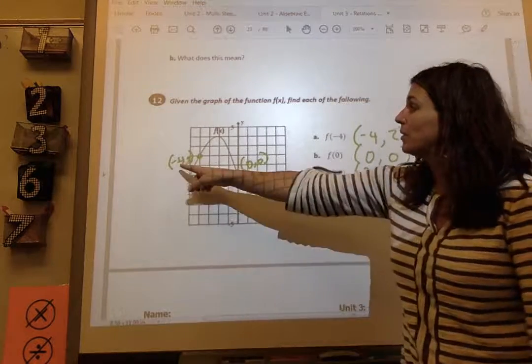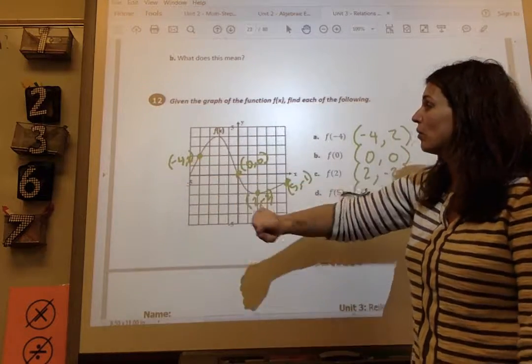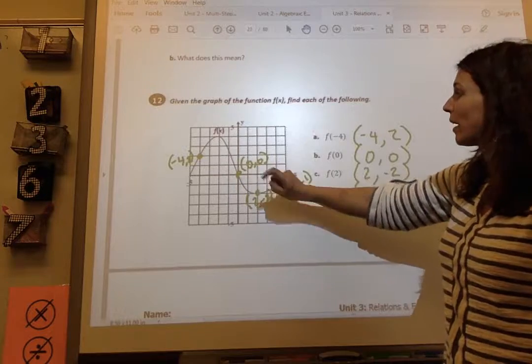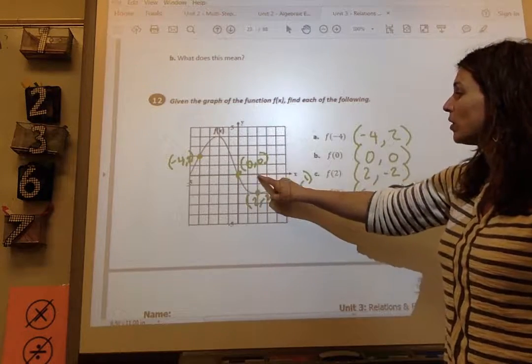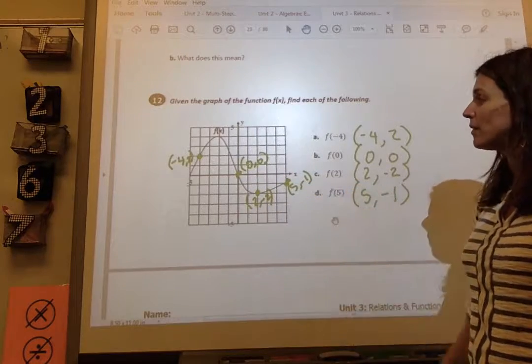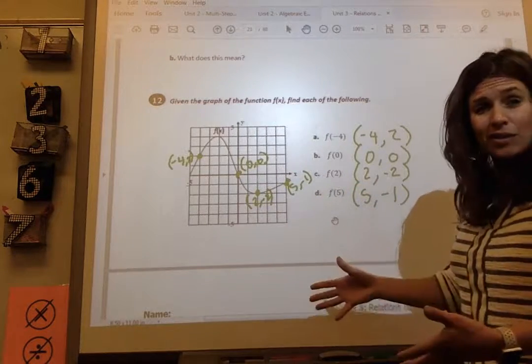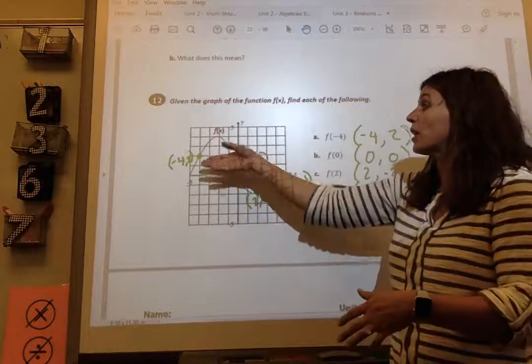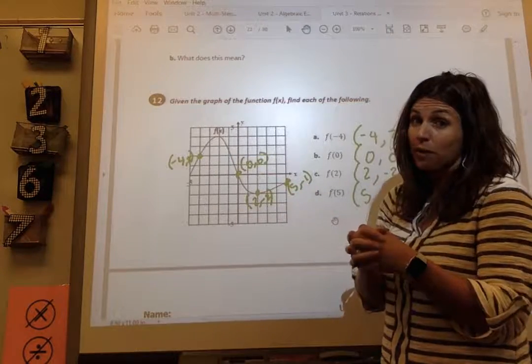So when my input's -4, my output is 2. When my input is 0, my output is 0. When my input is 2, my output is -2. When my input is 5, my output is -1. So it's kind of easier to read it on a graph because you're just looking at the picture and then putting it as a set of ordered pairs.